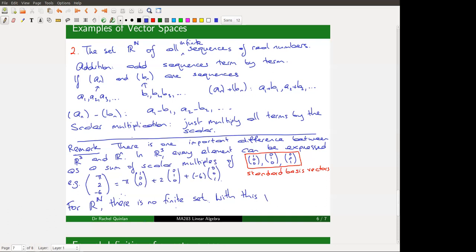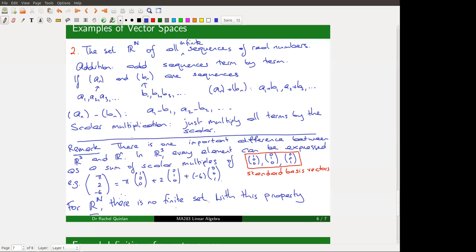And this property is that every infinite sequence can be expressed by taking a scalar multiple of one particular one plus a scalar multiple of a second one plus a scalar multiple of a third one, where there's a finite number of them in all. So we would say, when we become more familiar with the relevant terminology, that R^N is an example of an infinite dimensional vector space over the real numbers, and R3 is an example of a three-dimensional vector space over the real numbers.